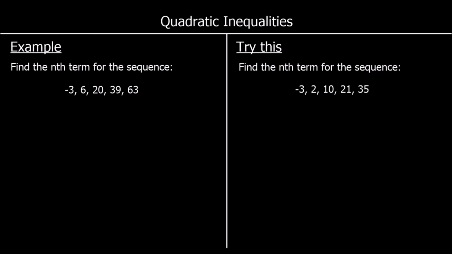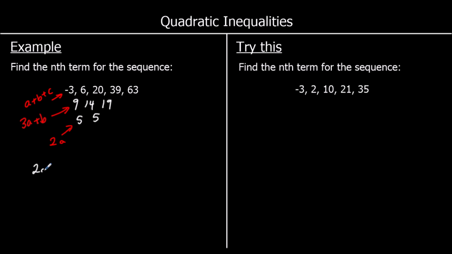And another example. Same process, work out the differences. Negative 3 to 6 is 9. 6 to 20 is 14. 20 to 39 is 19. And the second difference is 5. And so the bit we remember, the second difference is 2a. The difference between the first two terms is 3a plus b. And the first term is a plus b plus c.